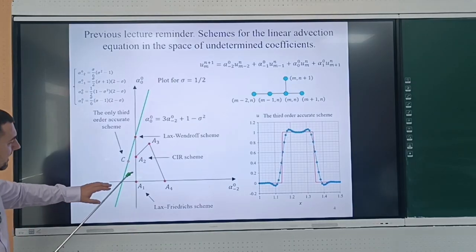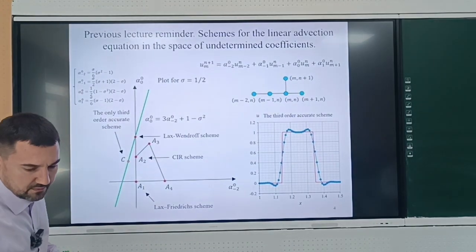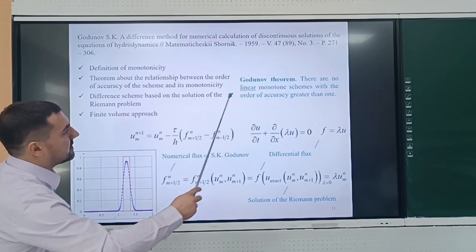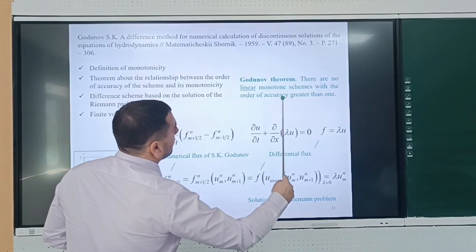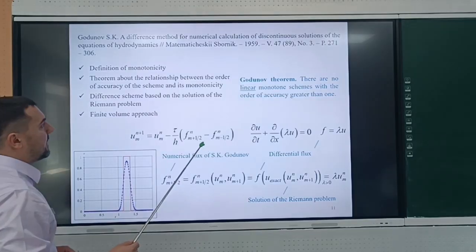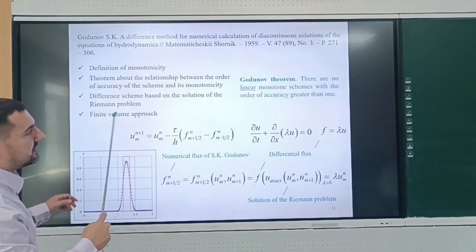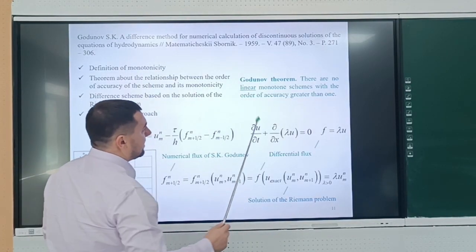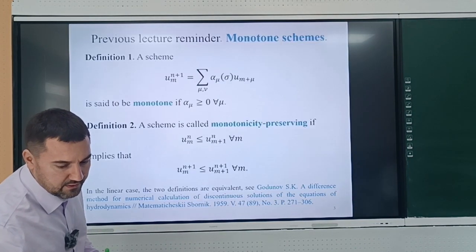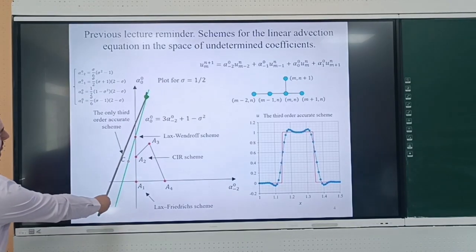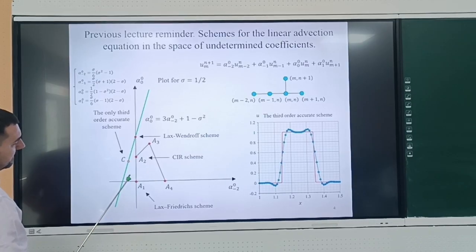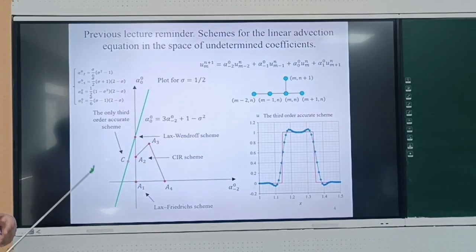And you can see that, I mentioned there is the so-called Godunov theorem: there are no linear monotone schemes with order of accuracy greater than 1. It is a famous paper. We also discussed it. Godunov proved that this green line corresponding to the second order schemes cannot intersect with this quadrilateral corresponding to monotone schemes.